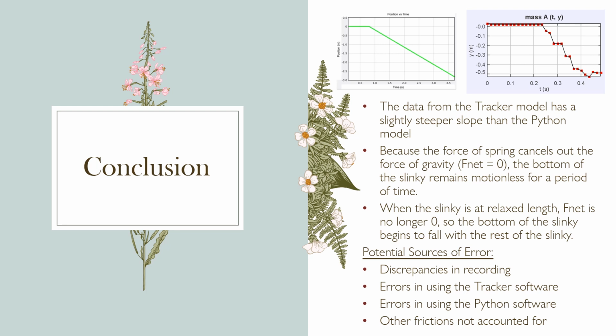the F net is no longer 0, so the bottom of the Slinky begins to fall with the rest of the Slinky. This means that the force of tension, the force of the Slinky, does not overcome the force of gravity, which causes it to fall down.